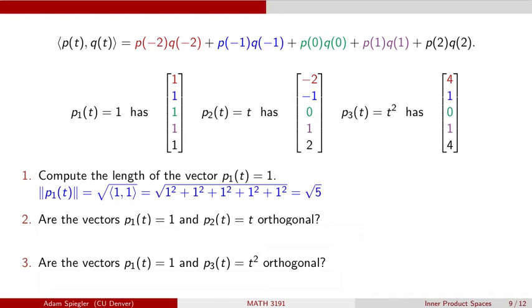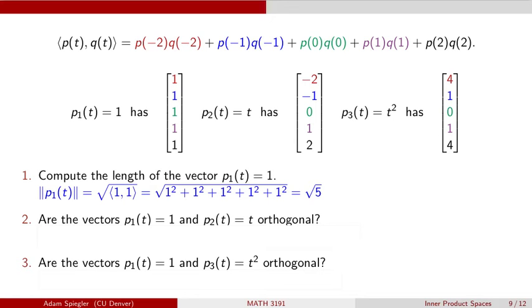So in this case, p1 is the polynomial 1. Be careful here. We're not taking the inner product of the number 1 with the number 1, or the vector 1 with the vector 1. This is representing a polynomial. And so to take the inner product of the polynomial 1 with itself, we evaluate it at each of these points, at -2, -1, 0, 1, and 2, which is going to give us a value of 1 every time. And now I'm going to take the inner product of this vector of 5 values with itself. So that's going to give me 1 squared plus 1 squared plus 1 squared plus 1 squared plus 1 squared. So I get the square root of 5.